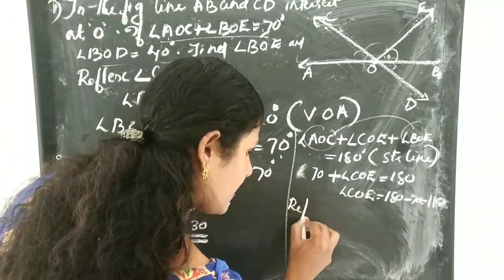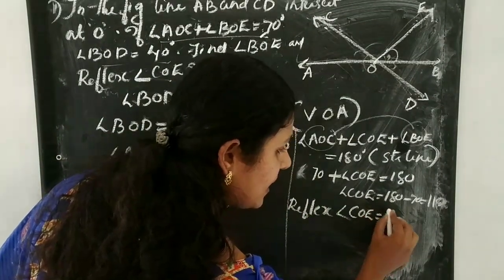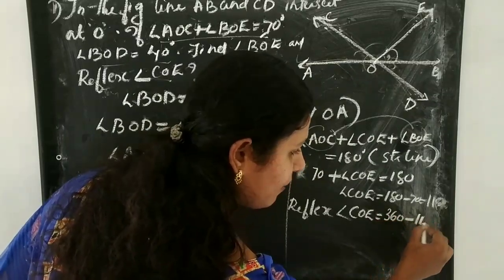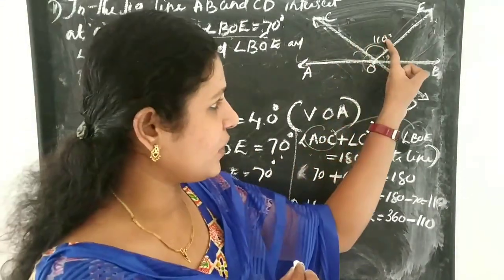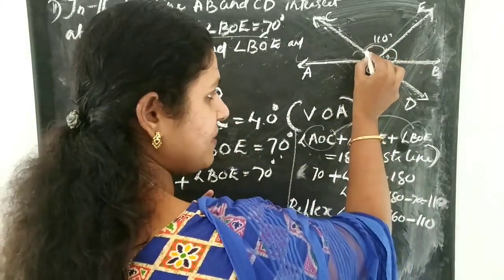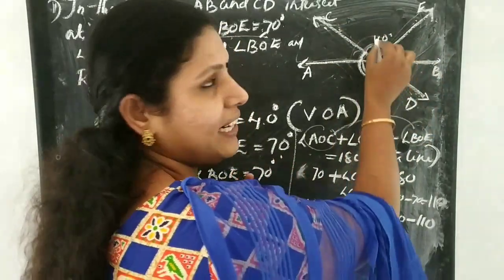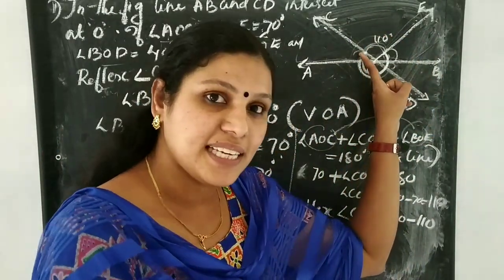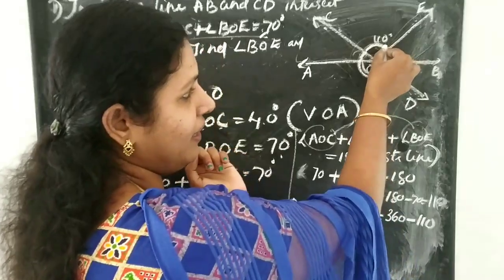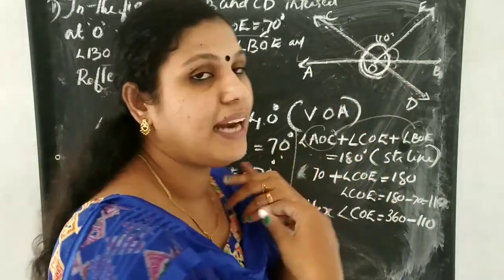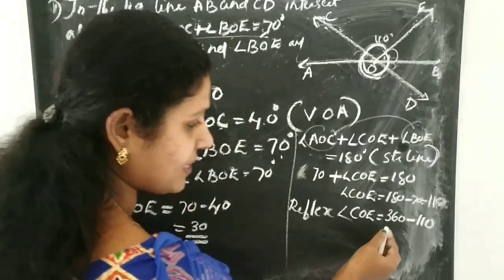So reflex angle COE is 360 minus 110. Angle COE we get 110. Reflex angle, because reflex means this portion. All around we get a circle. So that's why we subtract this 110 from 360, because this portion is only 110, and to find the other portion, the other angle, we subtract: 360 minus 110 is what?